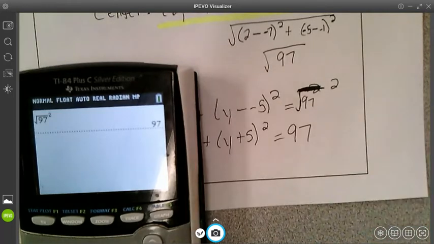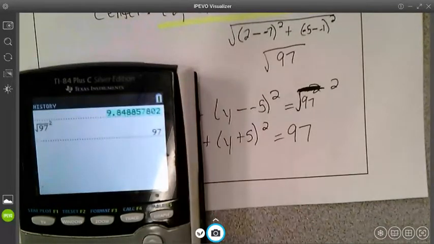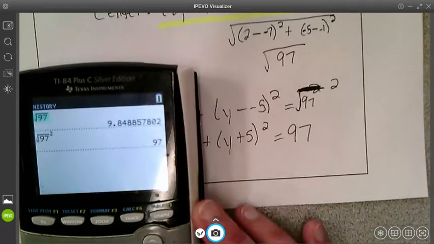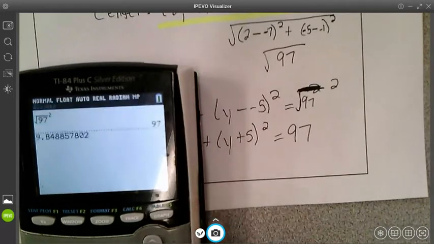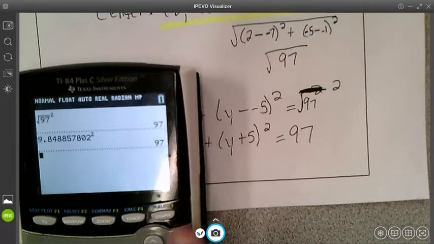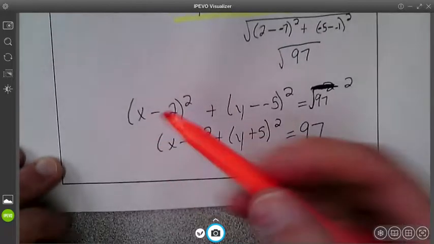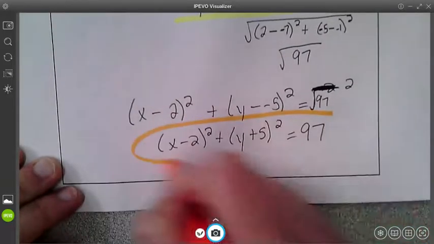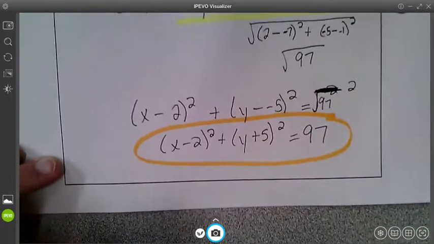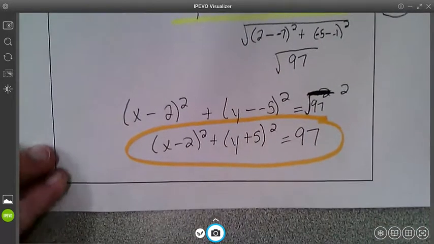It's not a perfect square. That's why it came out to be that weird decimal. But if I had gone back up and grabbed that weird decimal and squared it, it would have been 97 anyway. So it's just going to save us a little bit of work. That's probably the trickiest thing that we've encountered so far. But if you just use that little trick I gave you right there, you're going to be just fine.